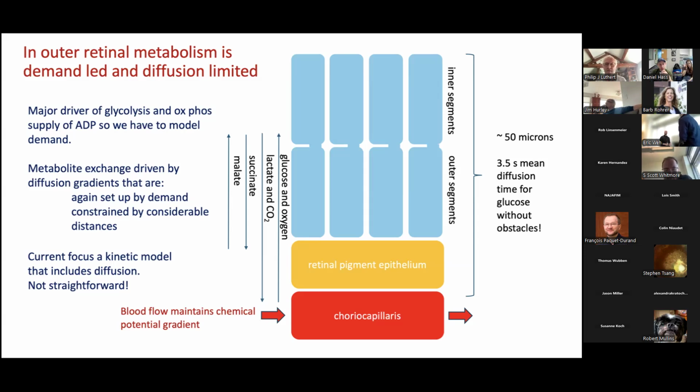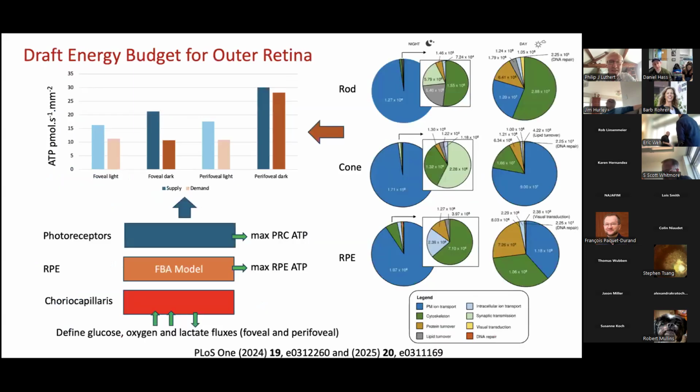And the big flaw from the point of view of what we want to do with flux balance analysis is it doesn't care about concentrations. And so what we need to be able to do is to model all of this with kinetic models that include diffusion. And this is very much work in progress. And I wish I could show you the results of this, but they're not ready yet.